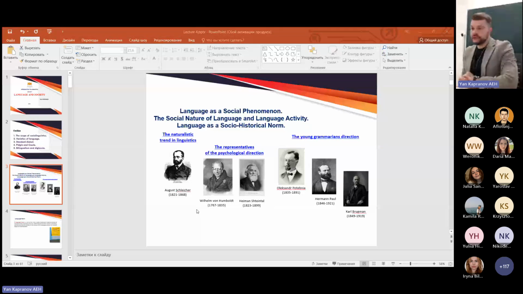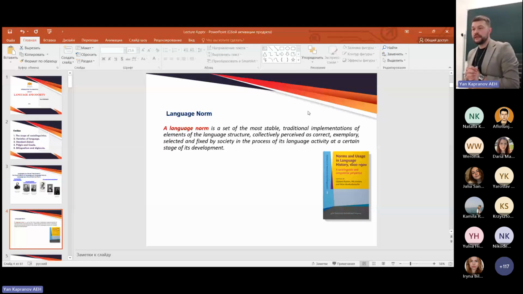And all those representatives tried to pay their attention to such a term as a language norm. And nowadays, a language norm is considered to be a set of the most stable traditional implementations of elements of language structure, collectively perceived as correct, exemplary, selected and fixed by society in the process of its language activity at a certain stage of its development.